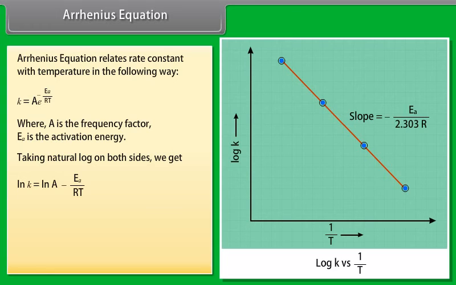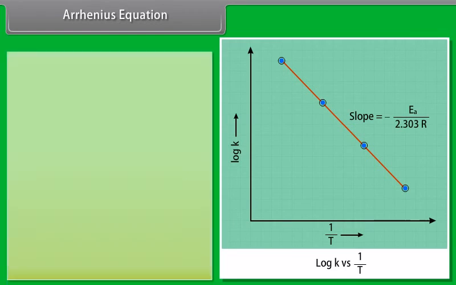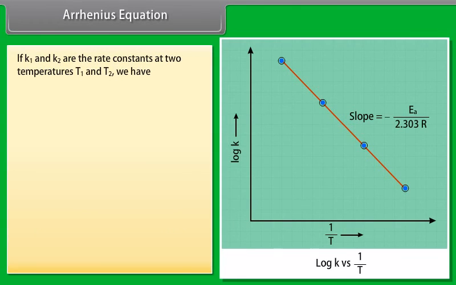Effective collisions and threshold energy. Collision frequency is defined as the total number of collisions per unit volume per unit time. Effective collisions: collisions which lead to the formation of product molecules are called effective collisions. Rate of reaction is equal to F multiplied by Z, where Z is the collision frequency and F is the fraction of collisions which are effective. Threshold energy: the minimum energy that the reacting molecules must possess in order to undergo effective collisions to form the product is called threshold energy.